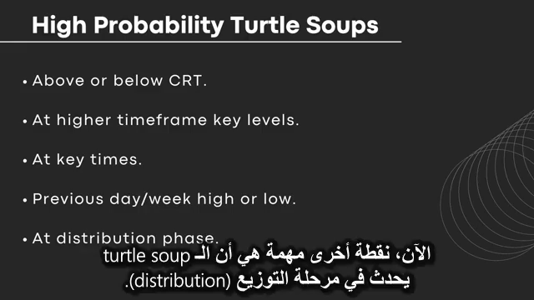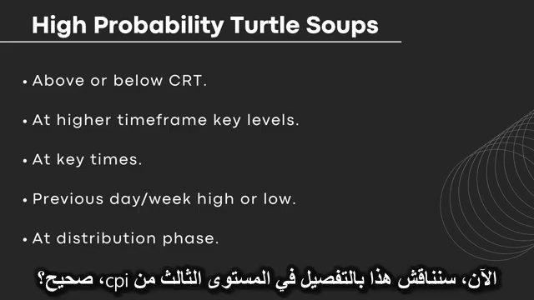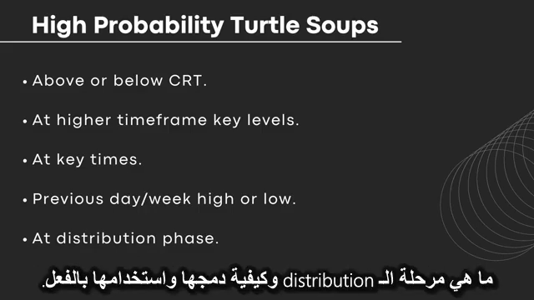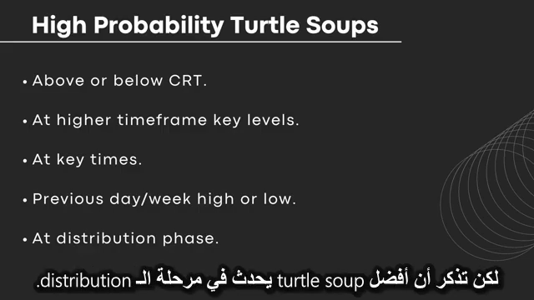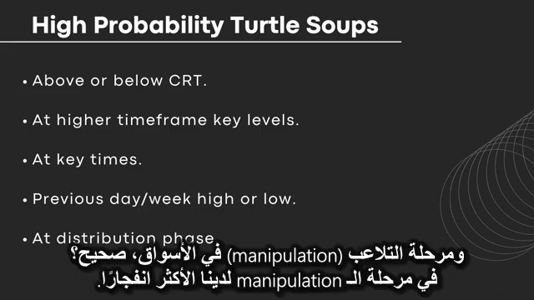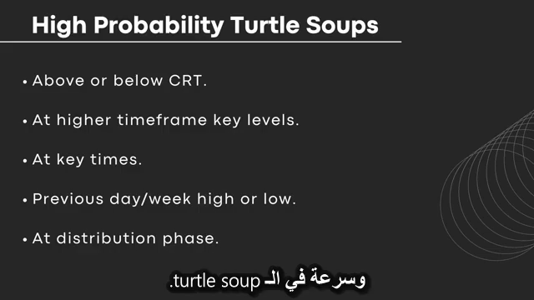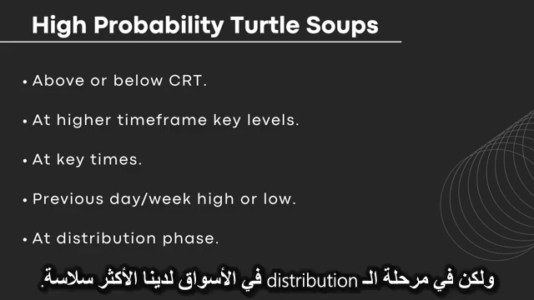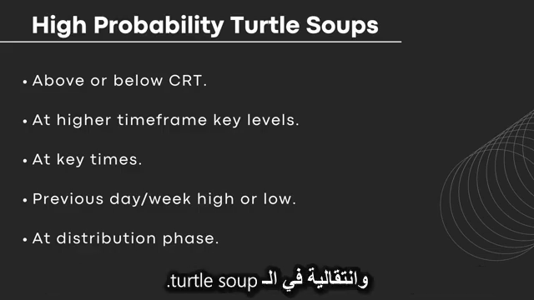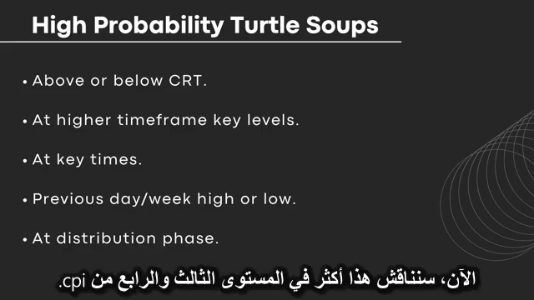Now, another important point is that turtle soup occurs at the distribution phase of the markets, right? We're going to discuss this one in detail in level 3 of CPI, right? What the distribution phase is and how to actually integrate it and use it. But remember, the best turtle soup occurs at the distribution phase and manipulation phase of the markets, right? At the manipulation phase, we've got the most explosive and quick turtle soup, but at the distribution phase of the markets, we've got the most smooth and transient turtle soup. So remember that. We're going to discuss this even more in levels 3 and 4 of CPI, but here is a brief summary.